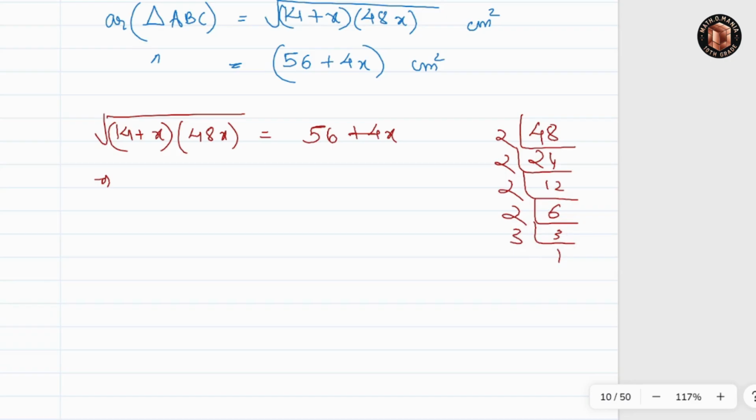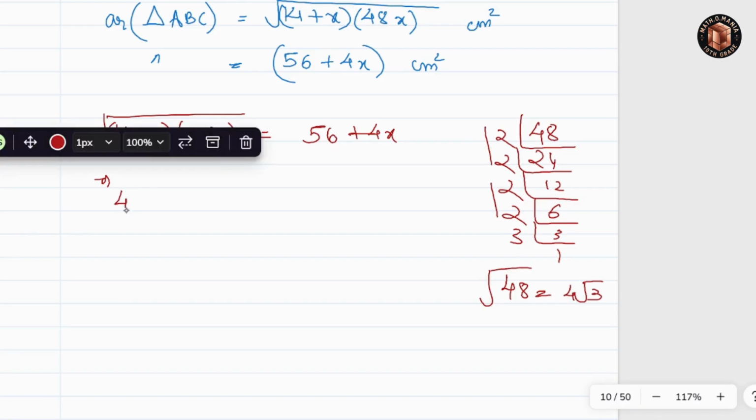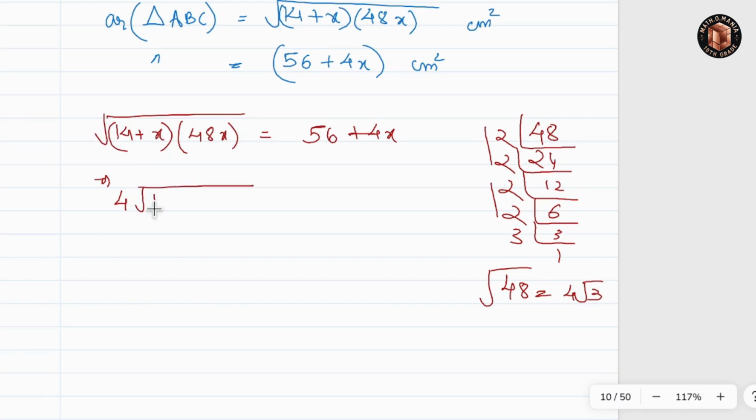Therefore, I can write it like the, what? Root of 48 can be written as how much? 4 root 3, right? So this 4 I can take outside. So 4 will go out, and I can write the remaining part as 14x plus 3 root 3x, right? So that 3 I will write inside this root itself. So 3x, which is equal to 56 plus 4x.